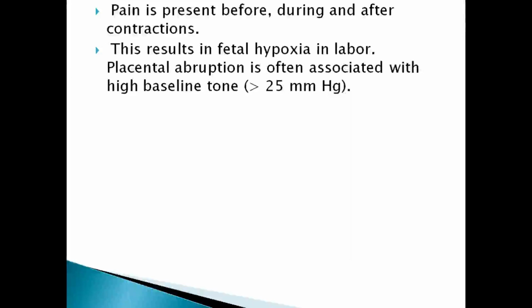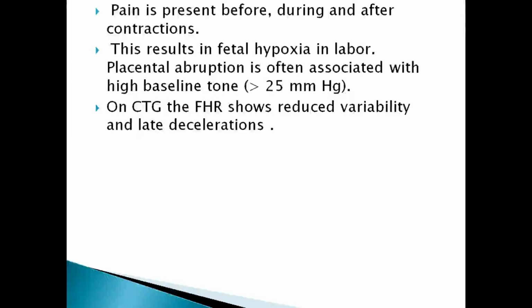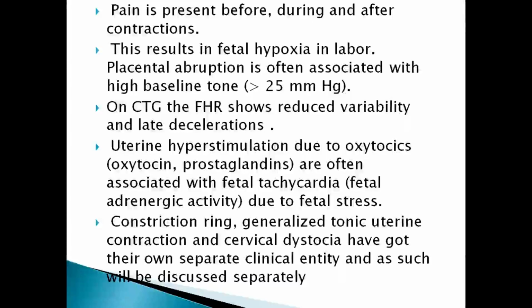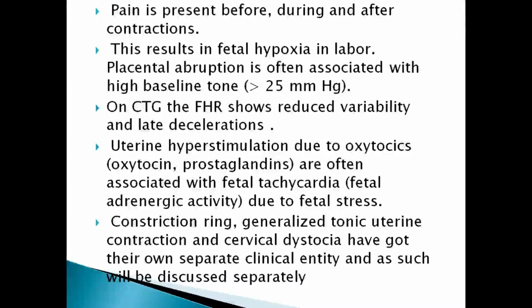Placental abruption is often associated with a high baseline tone of more than 25 mm of mercury. On CTG, the FHR shows reduced variability and late decelerations. Uterine hyperstimulation due to oxytocin is often associated with fetal tachycardia, that is, fetal adrenergic activity due to fetal distress. Constriction ring, generalized tonic uterine contractions and cervical dystocia are separate clinical entities and will be discussed separately later.